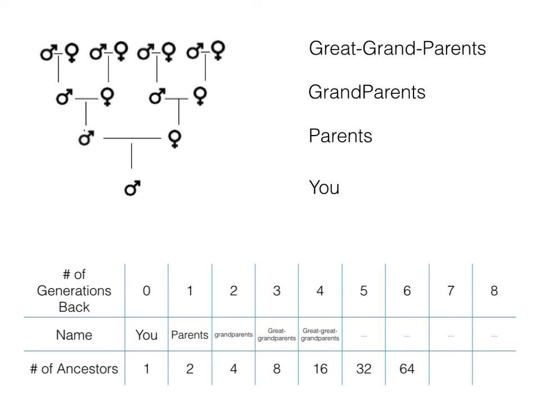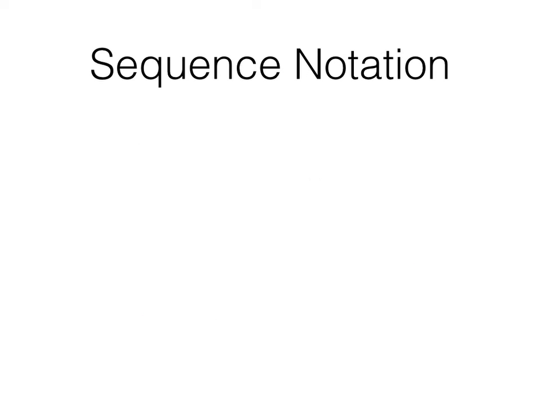forever. So you can see that there's definitely a pattern in the number of ancestors. 1, 2, 4, 8, 16, 32, 64. You could even describe that pattern, and we're going to do that here when we learn about sequence notation.